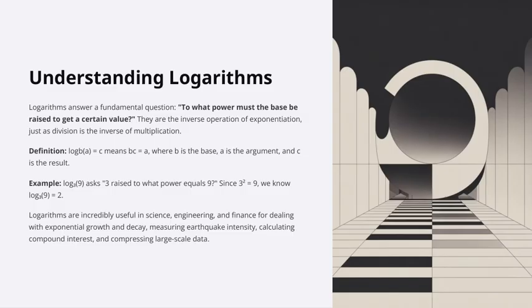Now, the formal definition is that log_b a equals c if and only if b raised to the power of c equals a. Here, b is the base, a is the argument, and c is the result. For example, when we ask log_3 9, we're asking 3 raised to what power equals 9. Since 3 squared is 9, we know the answer is 2. So log_3 9 equals 2.